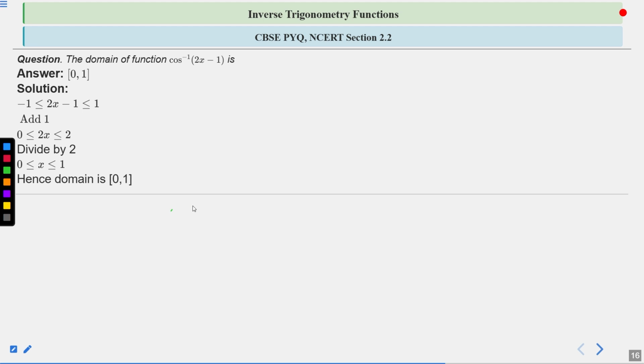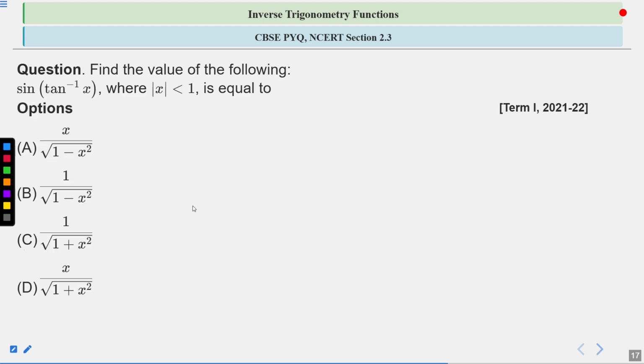Okay, let us move to the next question. Our next question is, find the value of the following: sine of tan inverse x, where mod x is less than 1, right? We have to basically find the value of the sine of tan inverse x, where mod x is less than 1, right? Clear? And the options are: option A, x upon root over 1 minus x square; option B is 1 upon root over 1 minus x square; option C is 1 upon root over 1 plus x square; and option D is x upon root over 1 plus x square, right?